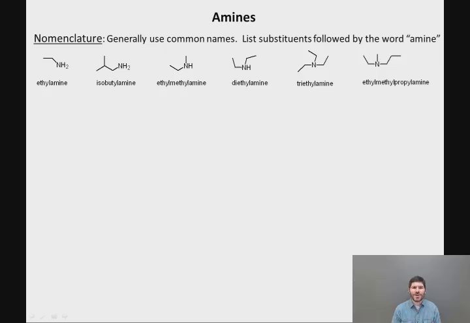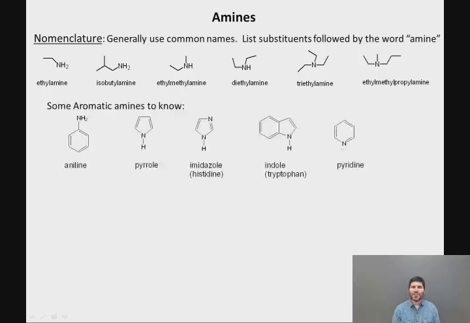Some examples are on the screen here: ethylamine, isobutylamine, those are both primary amines. Ethylmethylamine, secondary. Diethylamine, another secondary. And then two tertiary amines, triethylamine and ethylmethylpropylamine. Recall from the beginning of organic chemistry that primary, secondary, and tertiary refer to how many alkyl substituents are directly bound to the nitrogen. It has a slightly different definition than primary, secondary, and tertiary with respect to alkyl halides or alcohols.